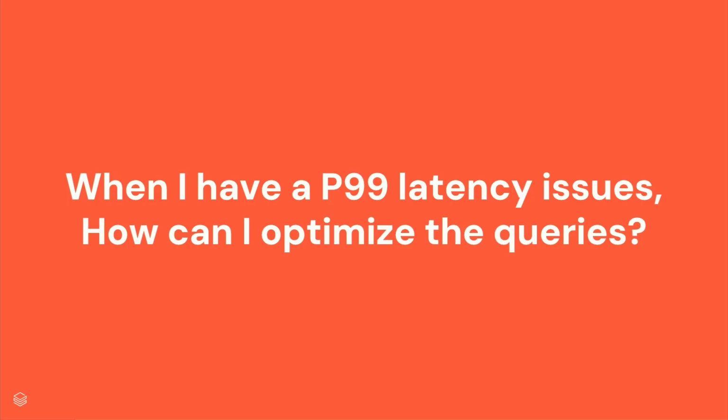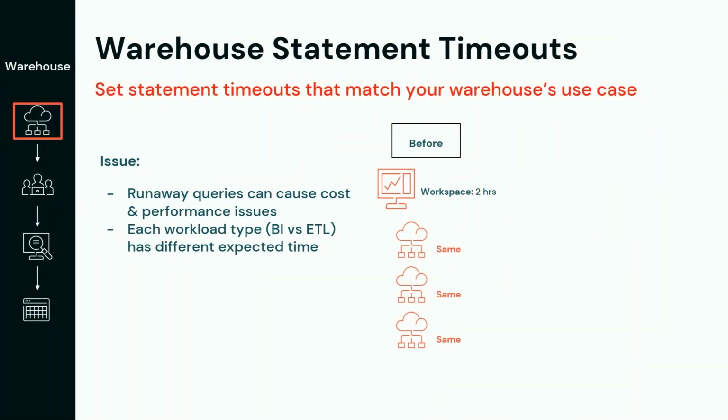A common driver of warehouse costs are these P99 queries. These long-running queries keep warehouses up and also hog resources, causing noisy neighbor problems for the other workloads on your warehouse. So how do we solve for these long runaway and unoptimized queries? The first option is to use statement timeouts. A statement timeout will kill queries that go beyond a certain threshold, and it's a great way to manage these runaway queries that do more damage than good for your organization.